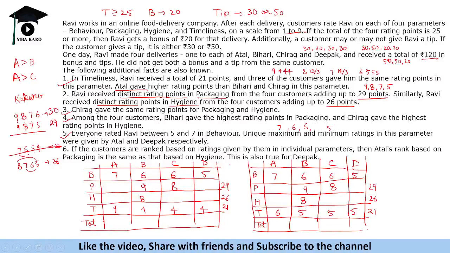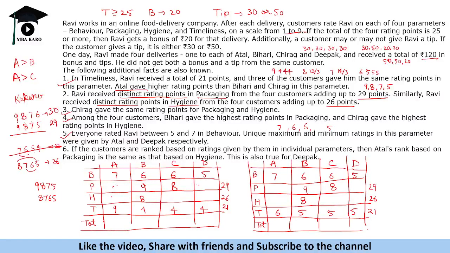This is also true for Deepak. So it says Atal's rank is based on packaging. So in packaging, he has the highest rank, and he is the second rank. So third and fourth rank. Okay, so we know that these values are 9875 and these values are 8765. Now it says that Atal's rank here and here is the same, and the same goes for Deepak as well.